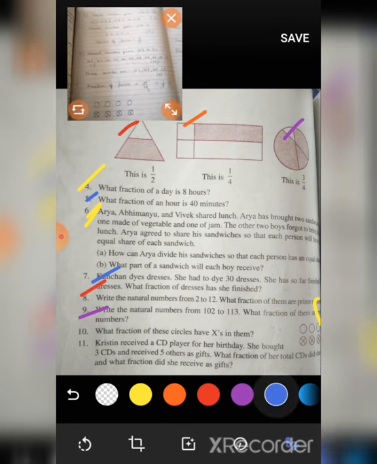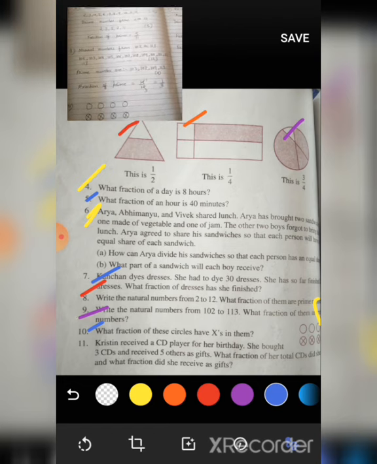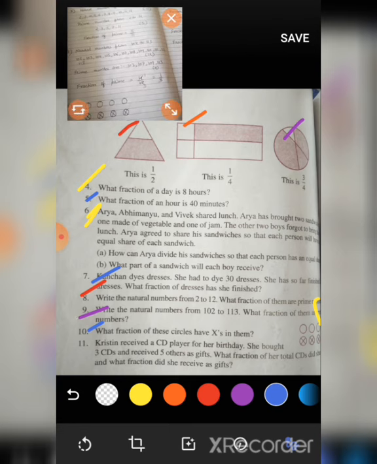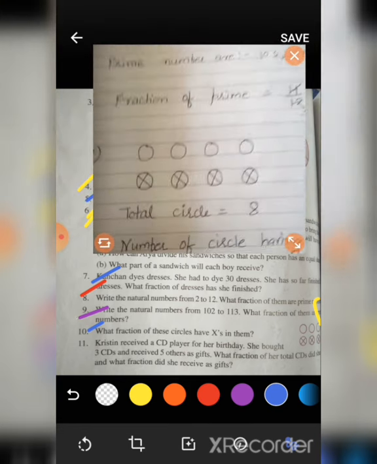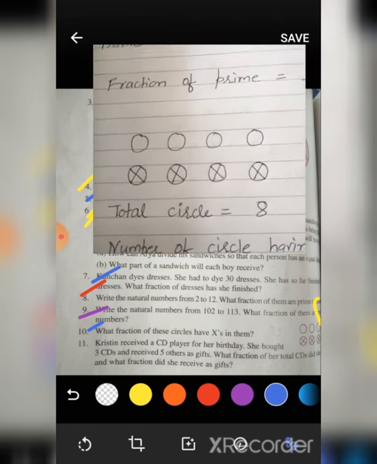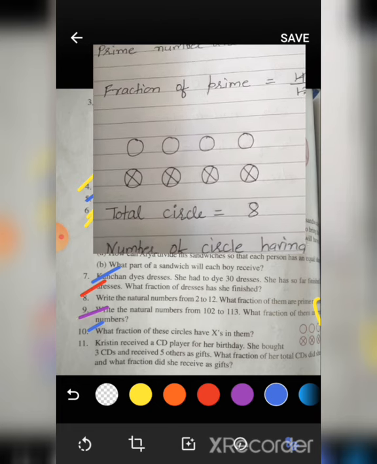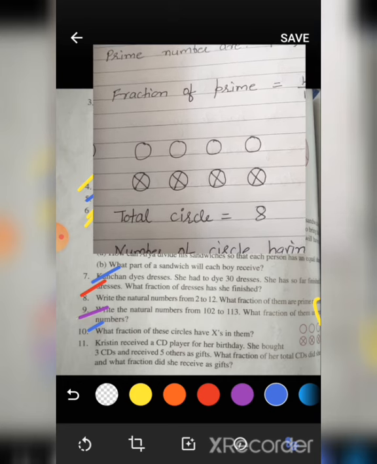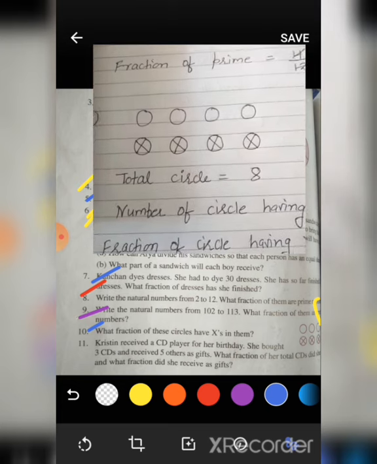Now the next question is question number 10. What fraction of these circles have x in them? You are seeing it in the picture. I have drawn the picture for you. See, this is the picture given in your NCERT book. Here 8 circles are drawn. Out of the 8 circles, 4 circles are crossed. Okay, 4 circles have x in them. So you have to find what fraction of circles have x.